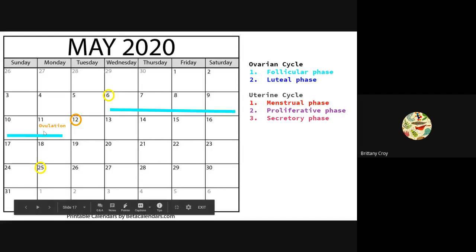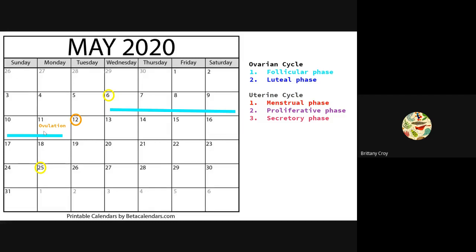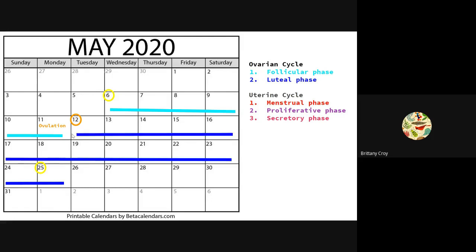And that's why I was able to label it, where her follicular phase is actually only 1, 2, 3, 4, 5, 6 days long, and then her luteal phase is 14 days. Hopefully I didn't lose you there. Email me if I did.